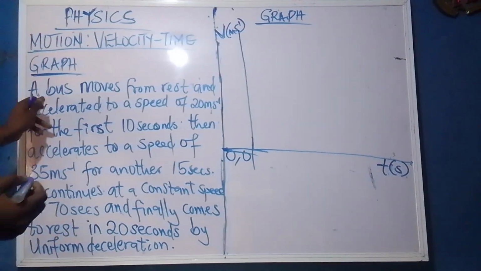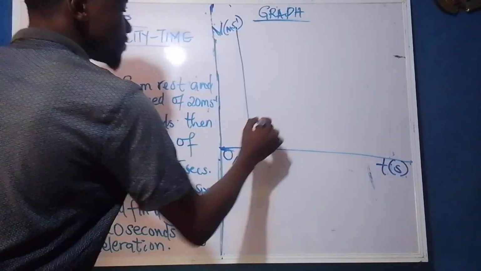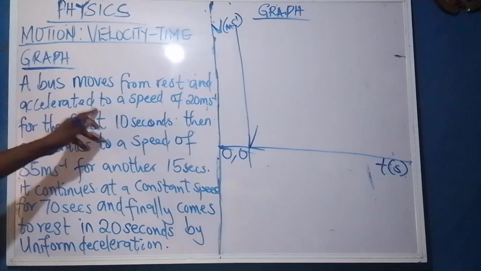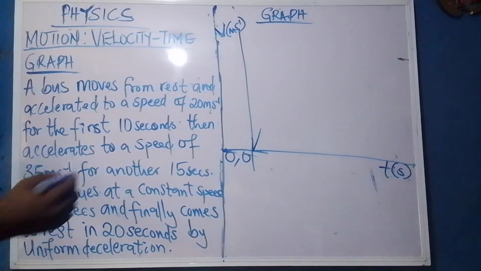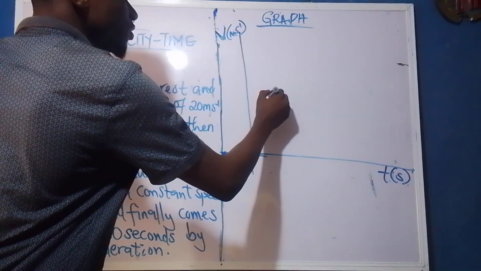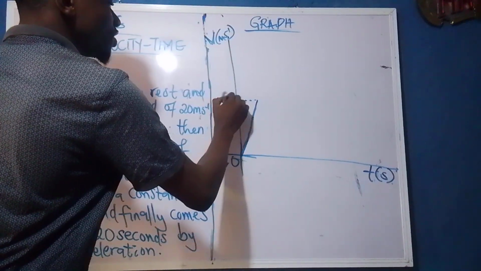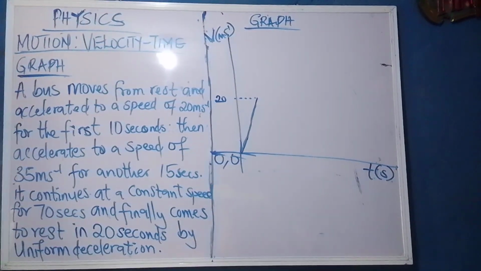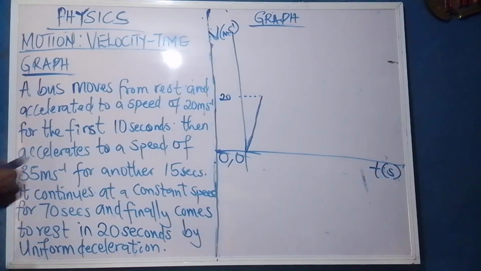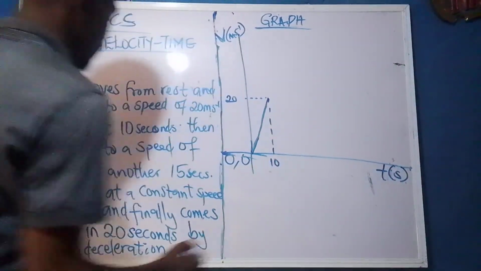So they now said a bus moves from rest, so it's going to start from here, from this place, and accelerated to a speed of 20 meter per second. So just take it up a bit, 20 meter per second. Let's just say 20 meter per second is here. So 20 meter per second. Now for 10 seconds, so you trace it back down, time, 10 seconds.